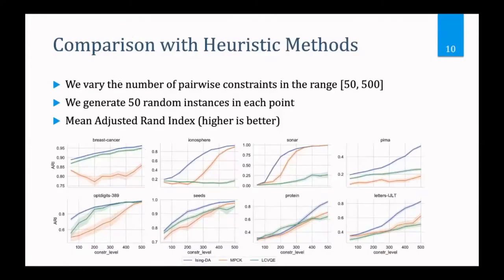Here we compare our Ising framework solved on the DA with the heuristic methods on problems that involve instance-level pairwise constraints. We vary the number of pairwise constraints in the range 50 to 500. We generate 50 random instances for each number of constraints, and we measure the mean adjusted rand index, where higher is better. We can see that in all cases but one, our framework is as good and usually significantly better across all numbers of constraints. In the paper, we present results for the other evaluation metrics and for partition-level constraints.